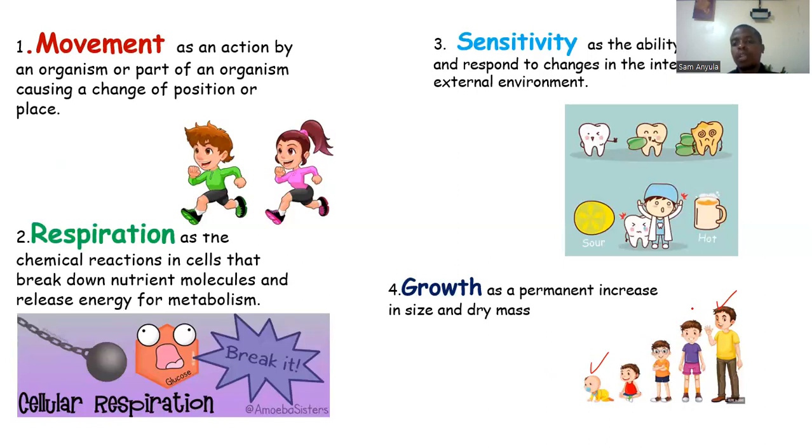So growth is permanent in the sense that George, as you see, is an adult. He can't go back to the way he was when he was a toddler. Yes, of course, with aging, there's shrinking of the body mass, but it cannot go back to the original state. That's why we are noting that it is a permanent increase in the size of the dry mass and body size.